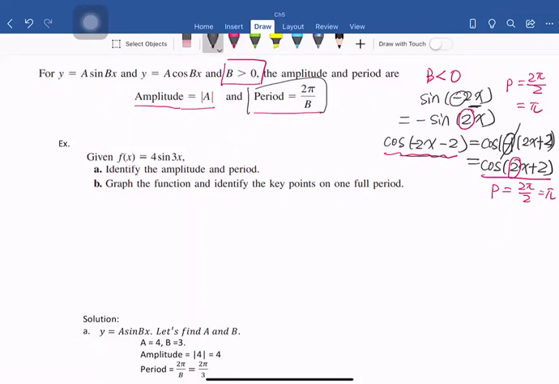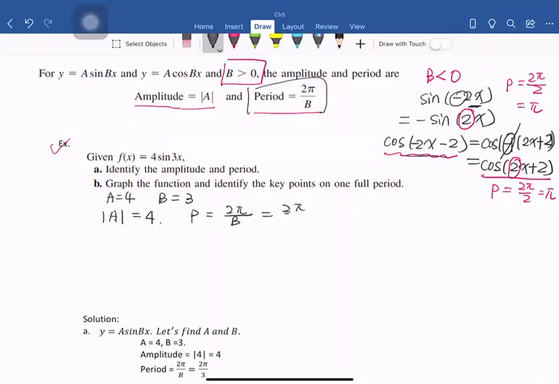Let's see the example. Given the function f of x equals 2 times sine 3x, what is the a, what is the b? a equals 2, b equals 3. Amplitude is the absolute value of a, and the period equals 2 pi over b.